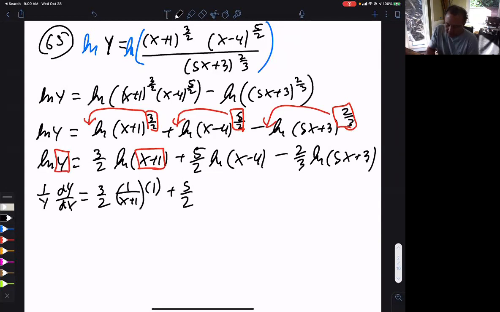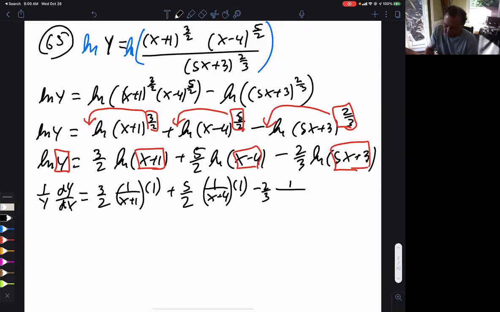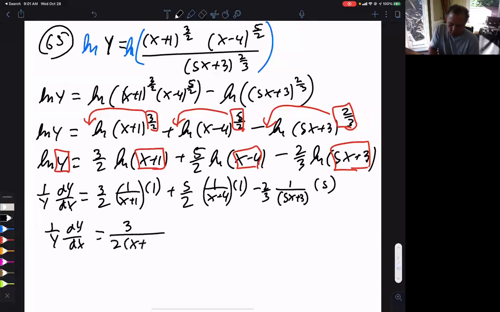What's the derivative of ln of box? Well, that's 1 over box times the derivative of box, but that's just 1. And then we have ln of box again. What's the derivative of ln of box? 1 over box times the derivative of box, which is 5. So let me simplify all this out. I'm going to have 3 over 2x plus 1 plus 5 over 2x minus 4 minus 10 over 3, 5x plus 3.